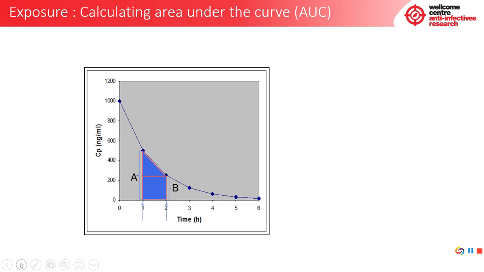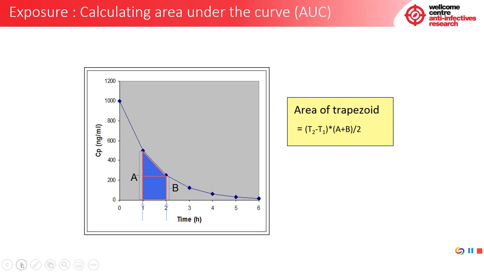Determining the exposure or calculating the area under the curve, AUC. The area under the curve of any profile, whether it's intravenous or oral, can be determined by converting each of the sections of the area into trapezoids and finding the area of each trapezoid and adding them together will give the total area under the curve.